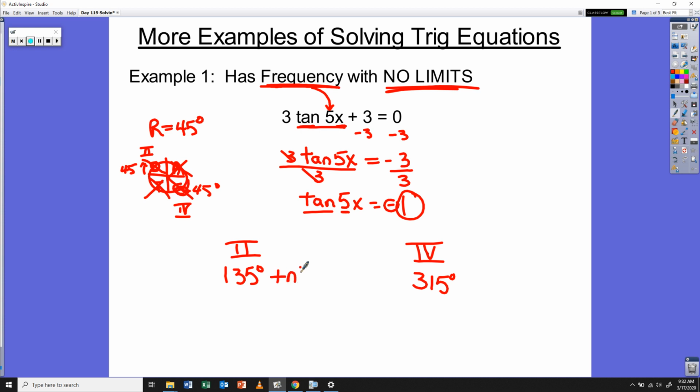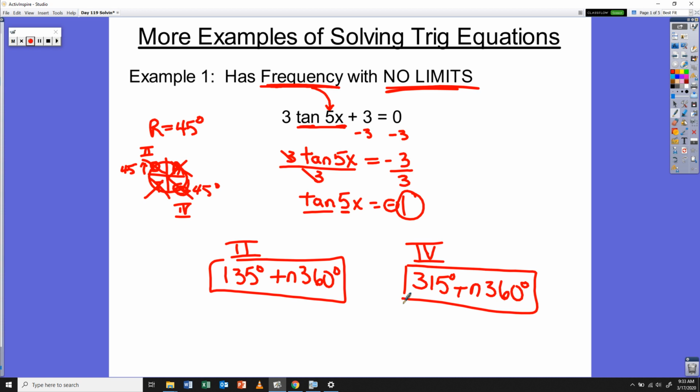So in degrees, what we want to do is add multiples of a full rotation onto this, which is n times 360. So our final answers to this problem are 135 degrees plus any multiple of 360 added or subtracted on there. N could be positive or negative. So that could be adding or subtracting multiples of rotations, and 315 with multiples of rotations added on. This is the answer for our first problem.